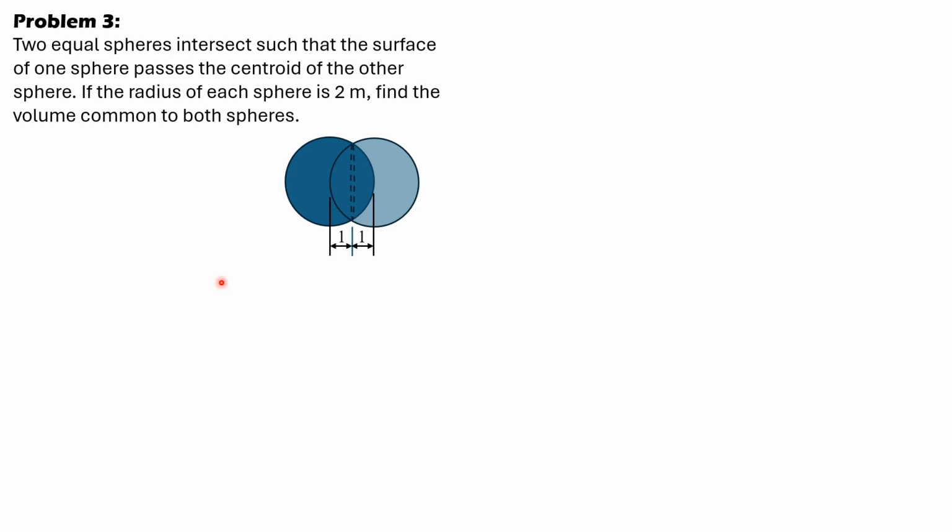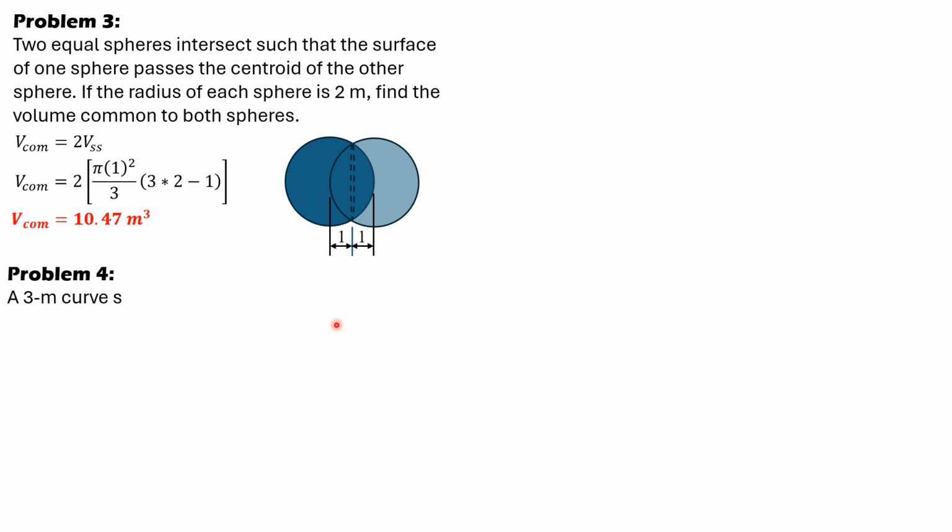So the common volume is 2 times the volume of a spherical segment of one base. So it is equal to 2 times (pi times 1 squared over 3) times (3 times 2 minus 1). 1 is the h, which is this. So computing, the common volume is equal to 10.47 cubic meters.